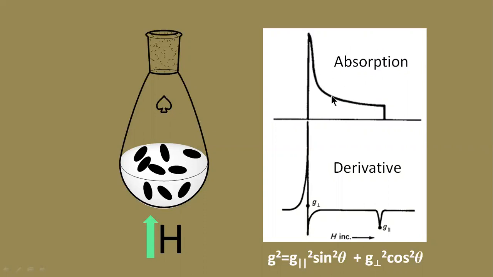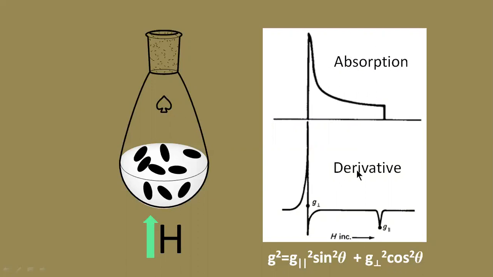This picture I have taken from the book by Drago. You can see the absorption spectrum is very broad. This graph represents that all possible orientations exist, and I can get a resonance for every orientation. But the problem is that it is very difficult to interpret this kind of spectrum. So mathematics helps us in solving this problem.